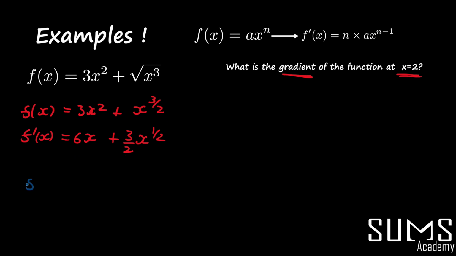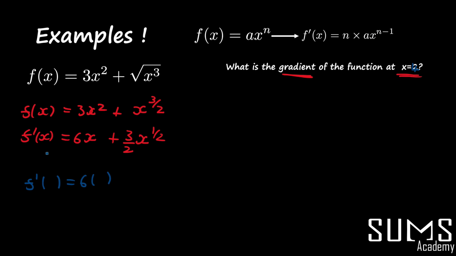So f dash of 2 equals 6 times 2. Right, one sec. Actually, 2 is not a good number to use. We're going to use 4 instead. Okay. The maths works out a little better.